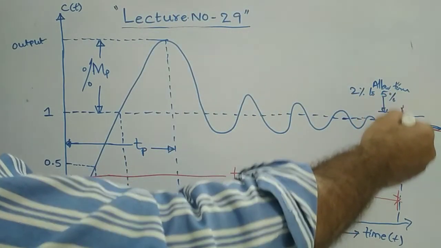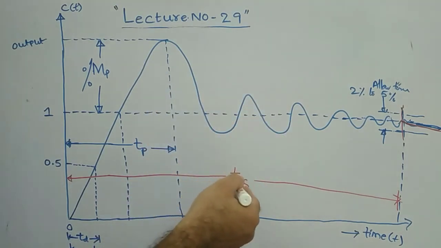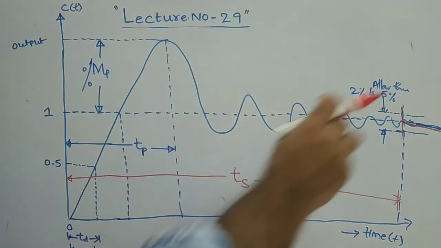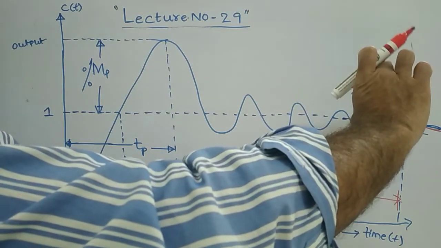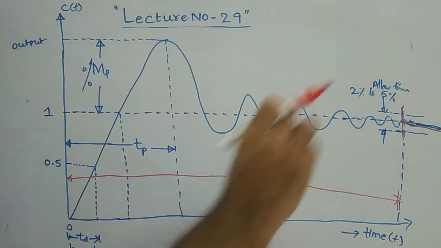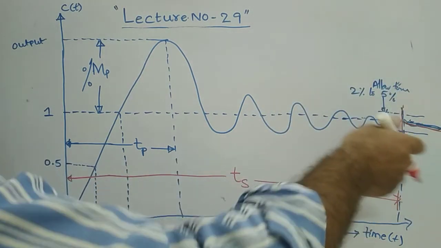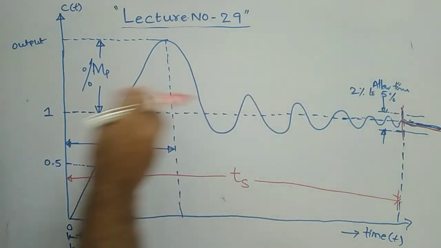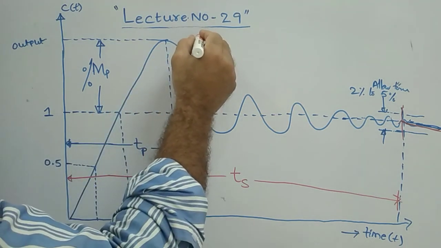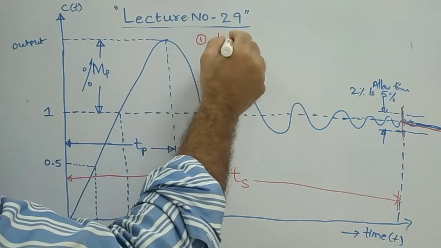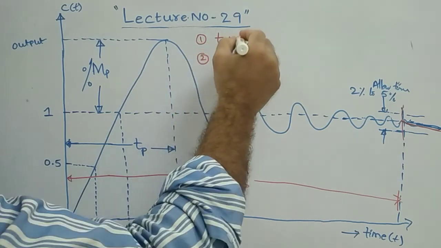The time at which the output settles is called settling time. And there is a tolerance band for that, called 2% to 5% allowable tolerance. Within that tolerance, at that particular time, your output merges with 1. It settles there. So this is basically the graph, and here we have seen so many parameters. The first one is TD. You can see that? The first one is TD. What is TD? It is called delay time.